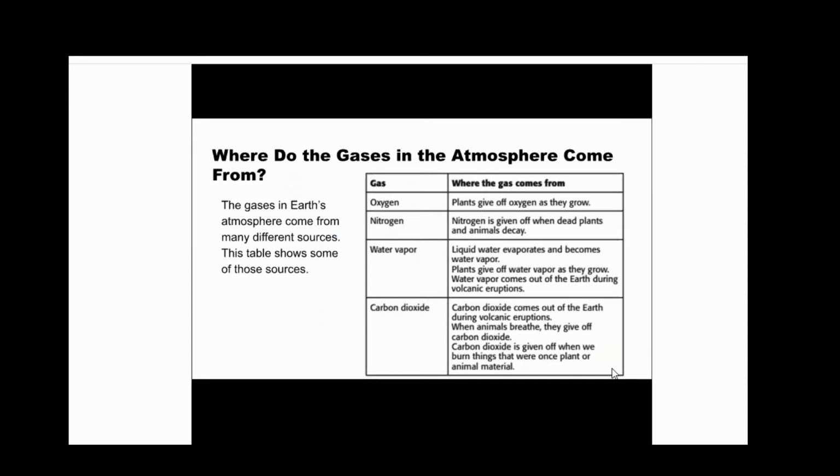So where do the gases in the atmosphere come from? There's a table right here that summarizes it up for you. So go ahead and look through that table. I would jot that table down in your notes so you know exactly what the gases are and where they come from, how they get into the atmosphere. So oxygen comes from the plants as they grow. When plants do photosynthesis, they take in carbon dioxide and they release oxygen.